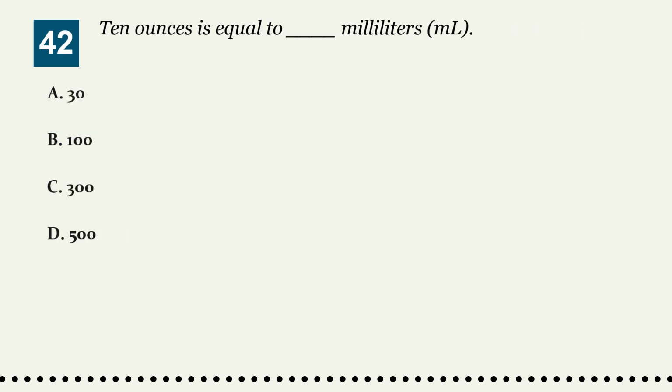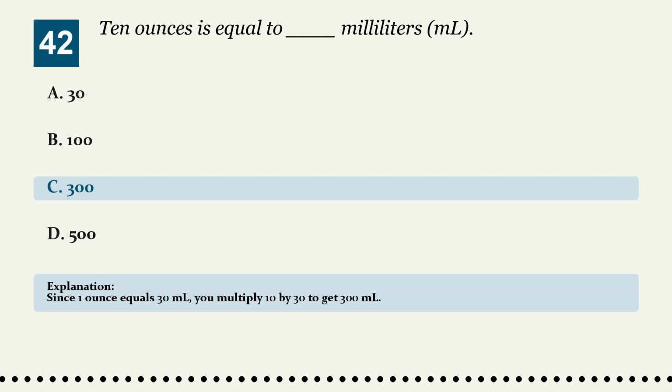Question 42. 10 ounces is equal to blank milliliters, ml. Option A, 30. Option B, 100. Option C, 300. Option D, 500. The correct answer is option C, 300. Since 1 ounce equals 30 ml, you multiply 10 by 30 to get 300 ml.